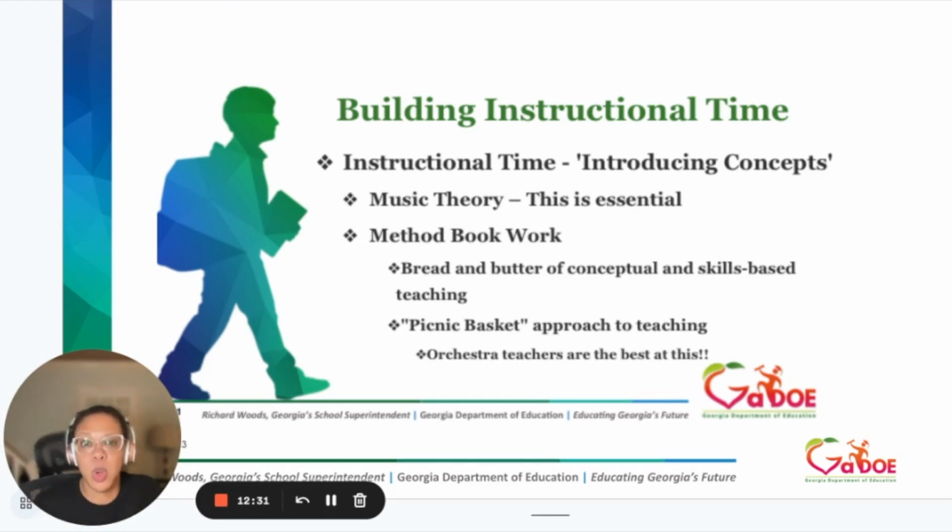And then method book work. Method books, that's your bread and butter. And so you can build skills in the method book, and you also build conceptual knowledge in the method book because they introduce new concepts, they introduce vocabulary, they introduce music history, they introduce time signature, key signature, all of these different things, all of this vocabulary. You get to teach all of this.